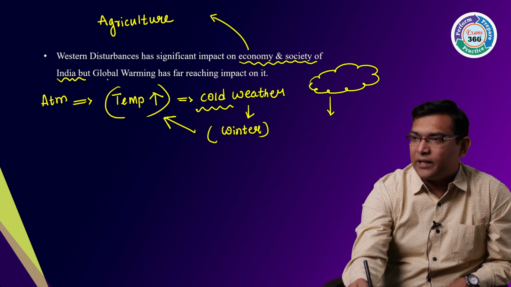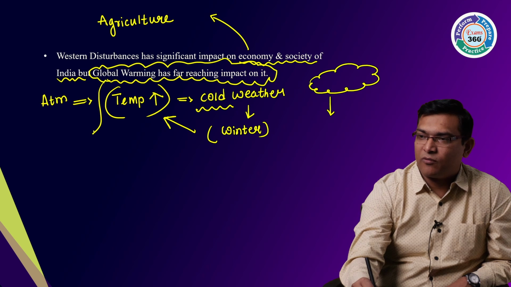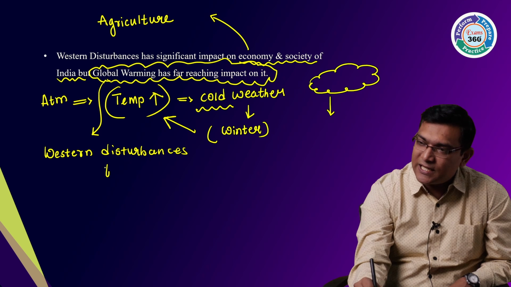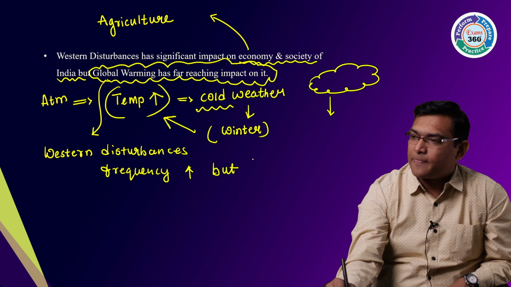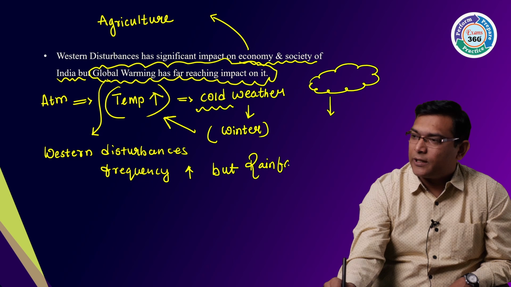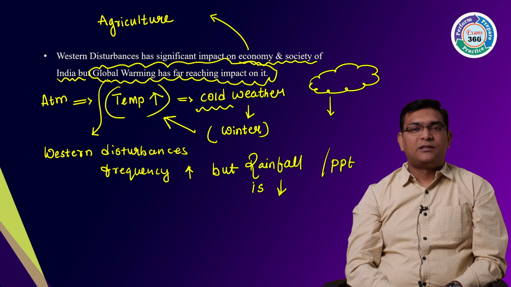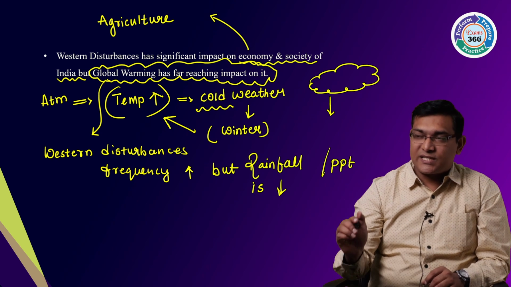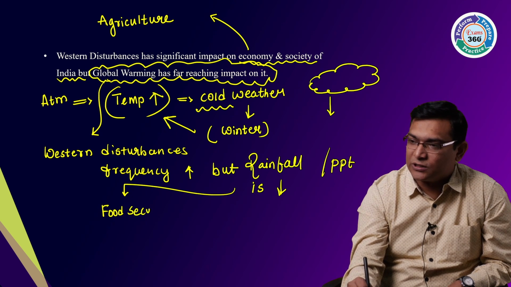బట్ గ్లోబల్ వార్మింగ్ హ్యాస్ ఫార్ రీచింగ్ ఇంపాక్ట్స్ ఆన్ ఇట్. So because of the global warming, the western disturbances frequency is increasing, but the rainfall or amount of precipitation is decreasing. That is the meaning. సో గ్లోబల్ వార్మింగ్ వల్ల ఏమవుతున్నాయి అంటే ఫ్రీక్వెన్సీ పెరుగుతుంది కానీ వర్షాలు రావట్లేదు, విచ్ హ్యాస్ ఫార్ రీచింగ్ ఇంపాక్ట్ ఆన్ అవర్ ఫుడ్ సెక్యూరిటీ కూడా ఎఫెక్ట్ అవుతుంది. ఎందుకు?